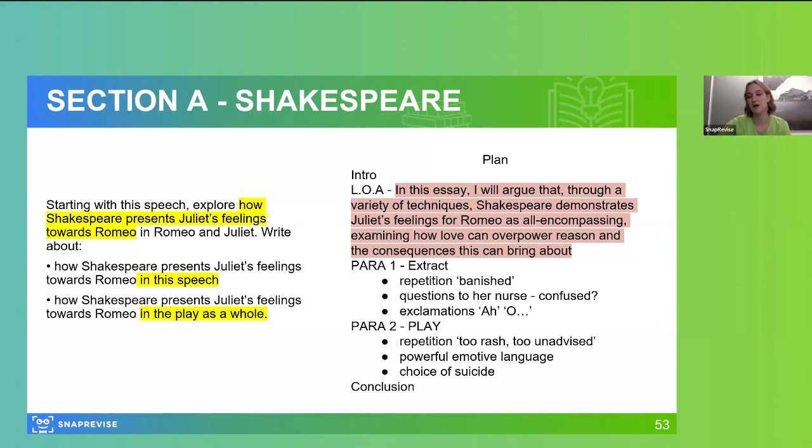Then we'll go on and do paper 2, which is the modern texts and the poetry, and then we will round up with some general tips for exam taking and for your revision.